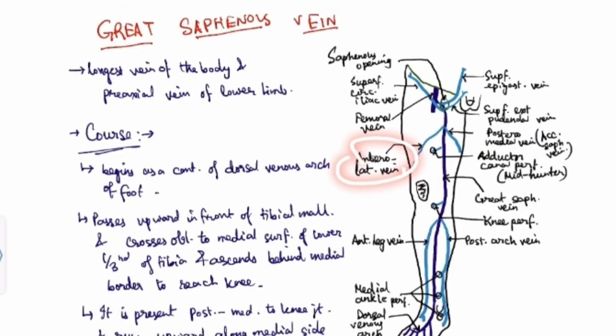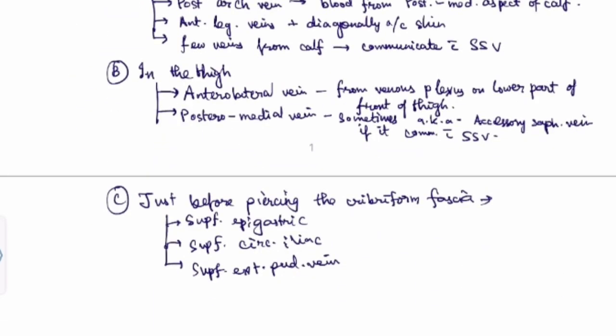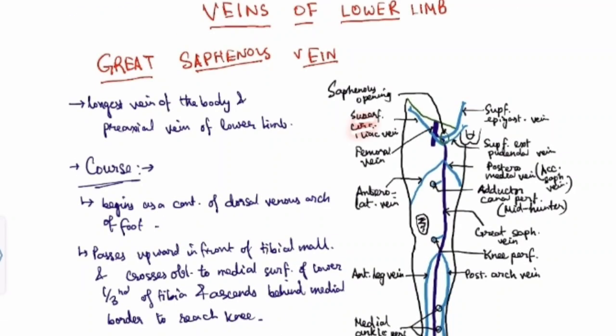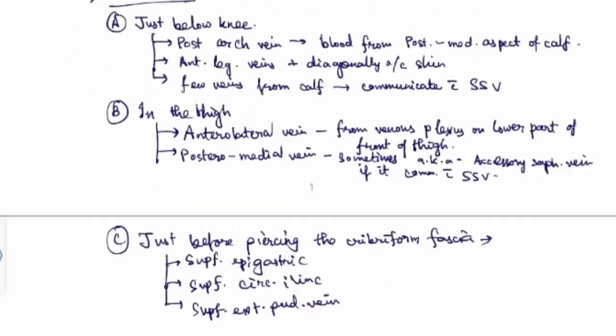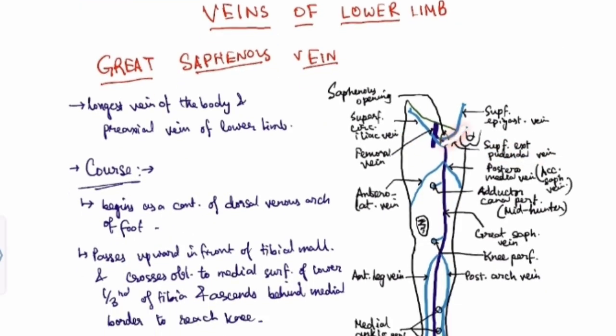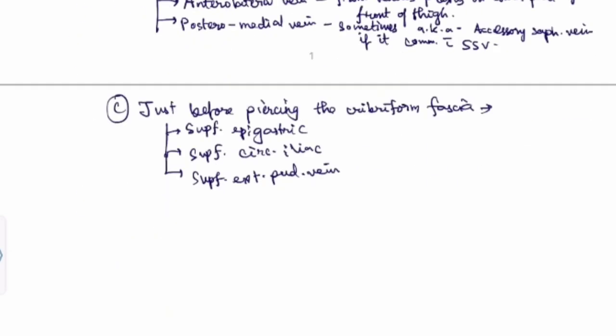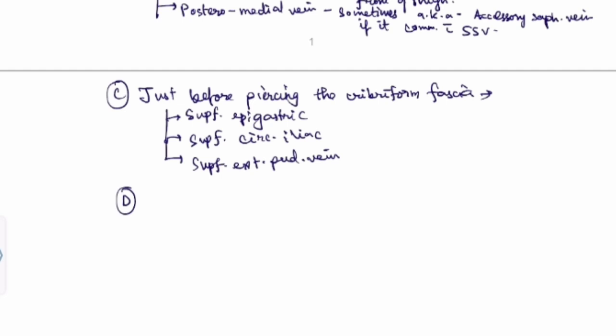The anterolateral vein present here, as you can see, is going on this course and joining. The posterior medial vein, which is this one, also known as accessory saphenous vein, is going and joining like this. Just before piercing the cribriform fascia, you can see the superficial circumflex iliac vein going like this. You can see the superficial external pudendal vein joining like this, and the superficial epigastric vein joining like this. Wonderful.